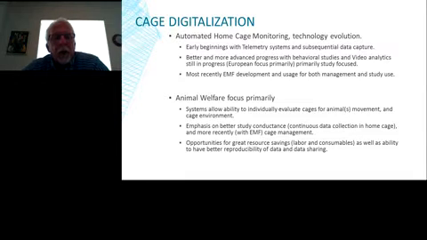And more recently, we've been seeing EMF cage management in terms of the ability to actually determine when cage changes or cage change-out cycles should be determined. So we'll evaluate that and look at that as well here in this presentation. There are opportunities in all of this for great resource savings, labor and consumables, as well as the ability to have better reproducibility of data and data sharing overall.